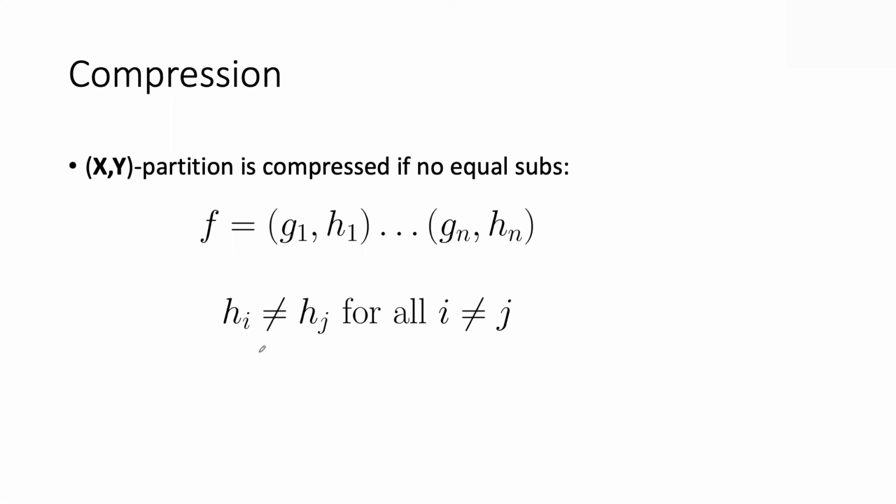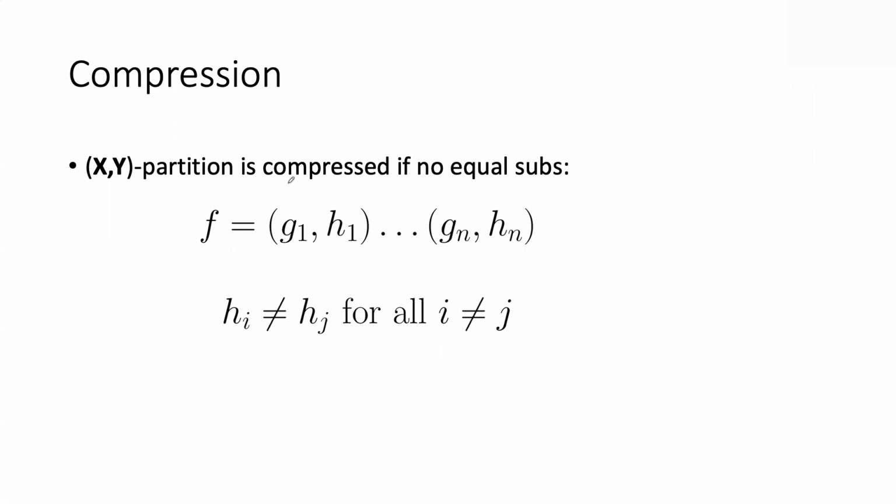So I will say that an XY partition is compressed if it doesn't have equal subs. What does that mean? Here's a function. I picked X and Y. This is how I partition its variables. And we came up with this XY partition, all right? So it has n subs and n primes. Now, no two subs can be equal. So this is one sub hi and this is another sub hj. If they're not equal for all possible i and j, then I will say it's compressed.